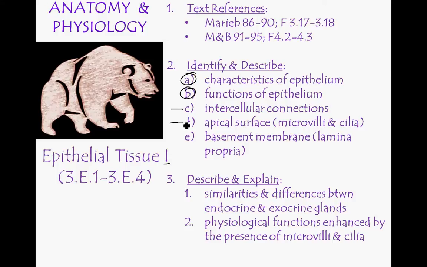Look at the apical surface and the basement membrane, which is also sometimes referred to as the lamina propria. And then by the end of this, you should be able to describe and explain similarities and differences between endocrine glands and exocrine glands, as well as explaining physiological functions that are enhanced by microvilli and or the cilia.